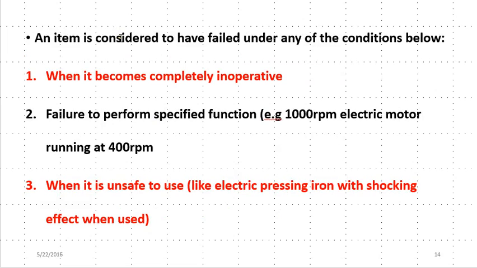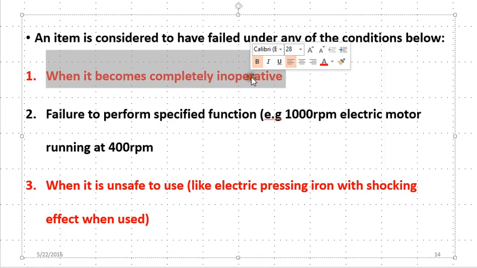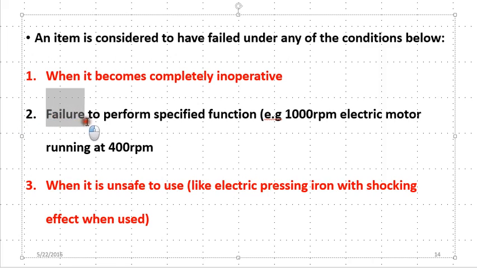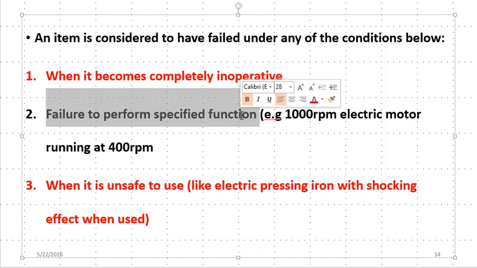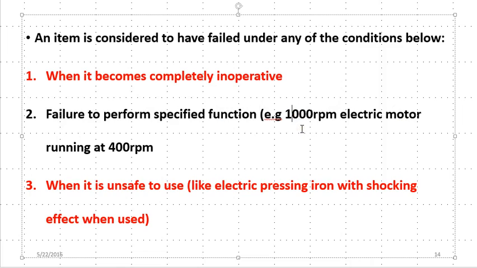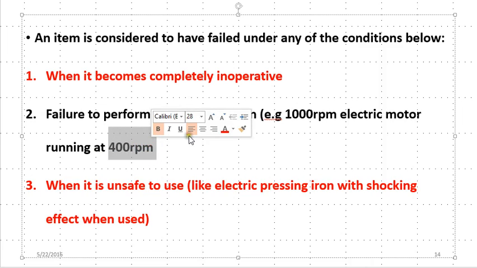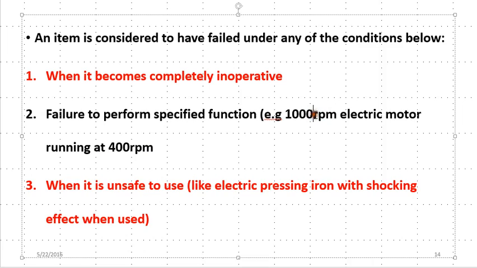An item is now considered to have failed if it experiences one of the three conditions here. The first one, when it becomes completely inoperative, that is, if it cannot work completely, then we say the system has failed. Another condition is when it cannot perform the actual specified function. For instance, let's say we have an electric motor designed to rotate at 1000 RPM, but instead of that it reduced to only 400 RPM, revolutions per minute. Though it is working, it is not giving the required performance, therefore it is said to have experienced failure.